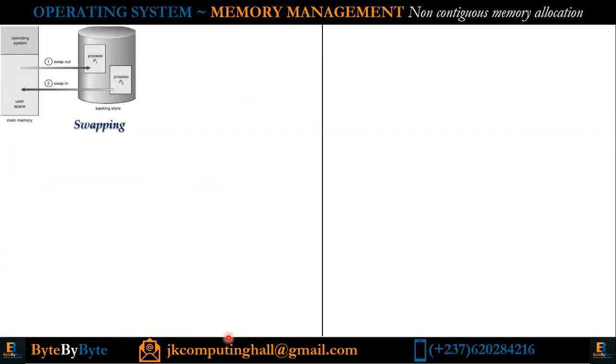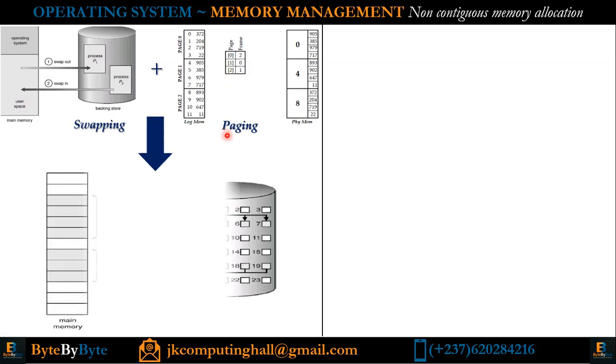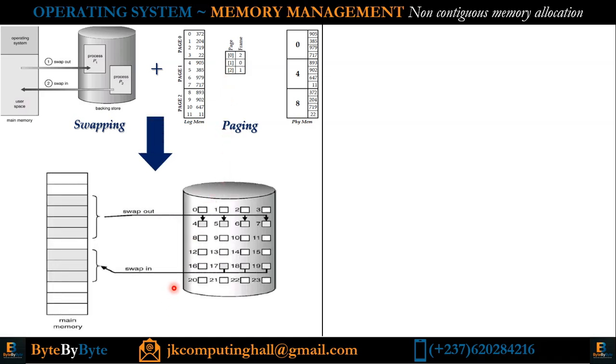So what are we saying here? Swap in is when we are moving a process from the backing store to the main memory, and swap out is when we are moving from main memory to the backing store. If we associate that with paging, which we saw in the previous two videos, we get what we call demand paging, whereby the swapping is done on the different pages.